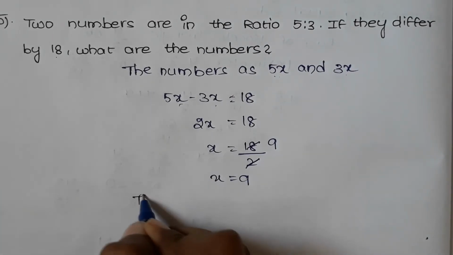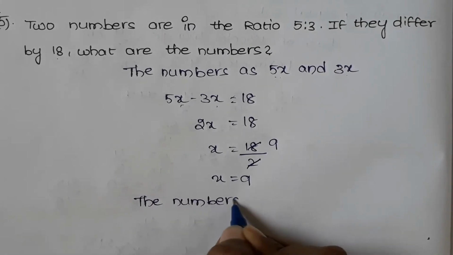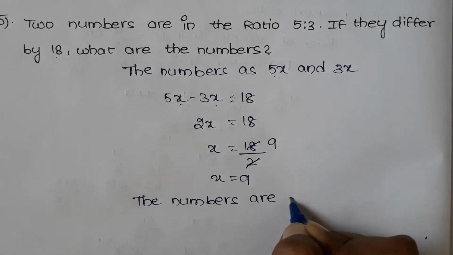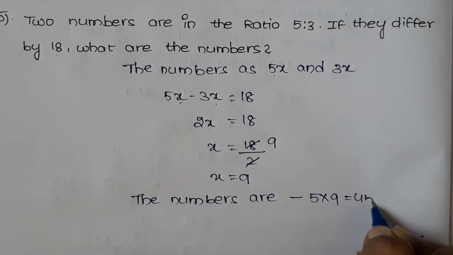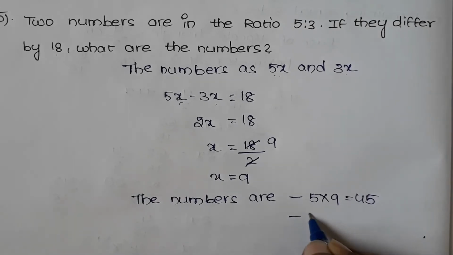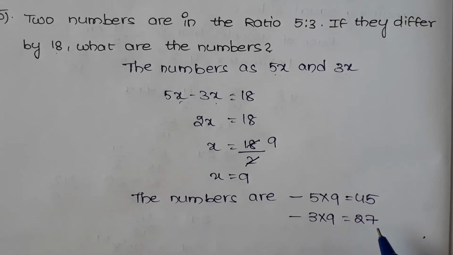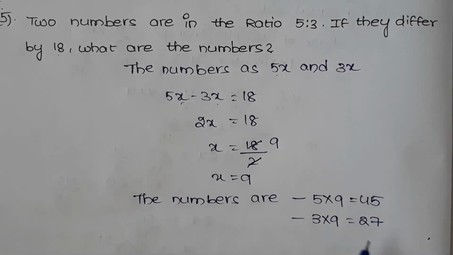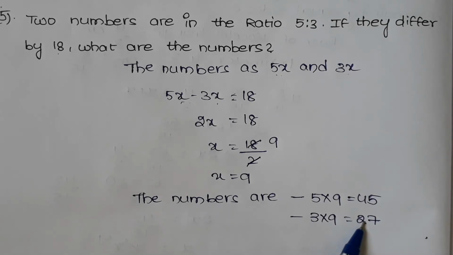Now the two numbers are 5 into 9 equals 45, and the other one is 3 into 9 equals 27, and this is the two numbers, that is 45 and 27 are the two numbers, and this is about the fifth problem.